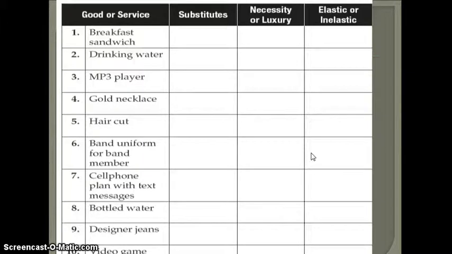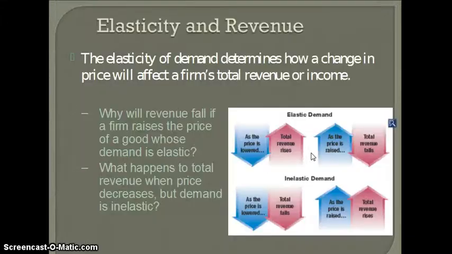Hopefully you've looked through a couple of these and you're thinking about whether the demand would be elastic or inelastic for that product. Revenue can be changed by elasticity, and it's important to people who own businesses to know how elastic the demand is for their products. So the elasticity of demand determines how a change in price will affect a firm's total revenue or income.